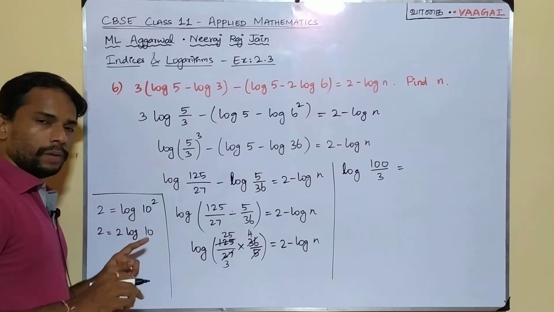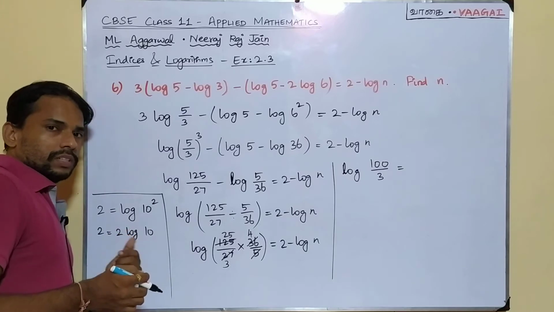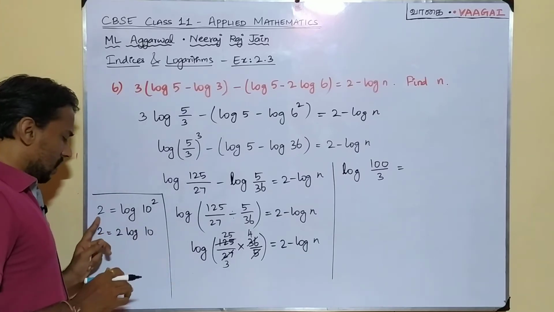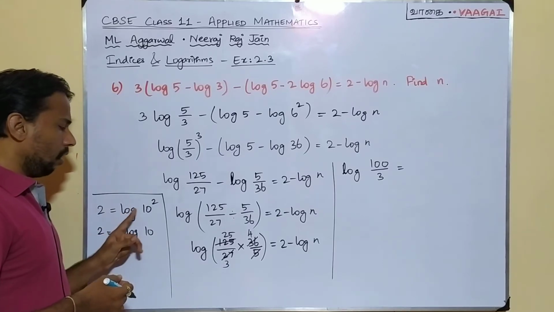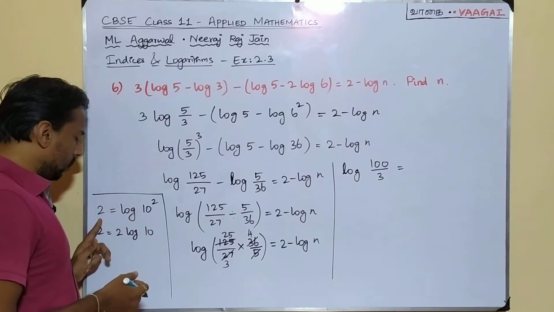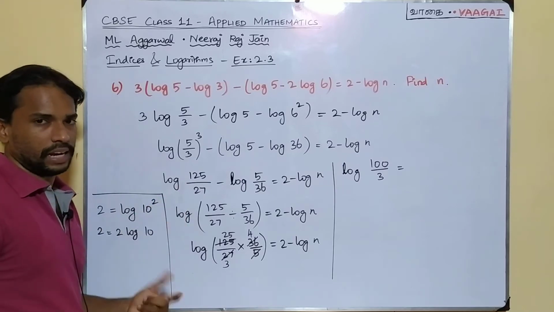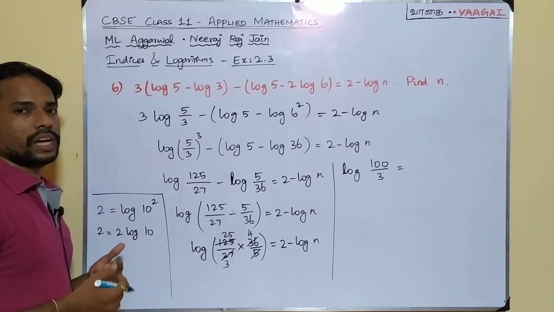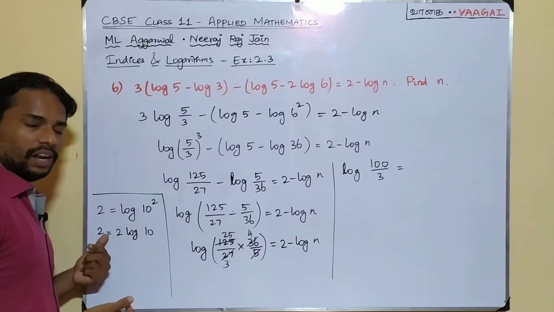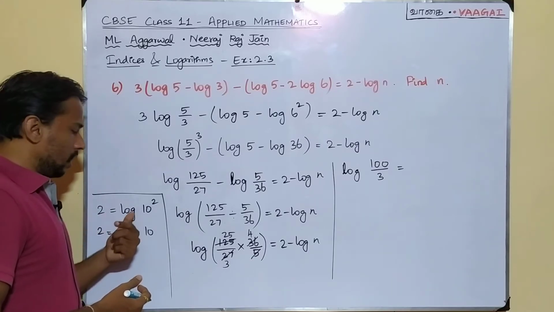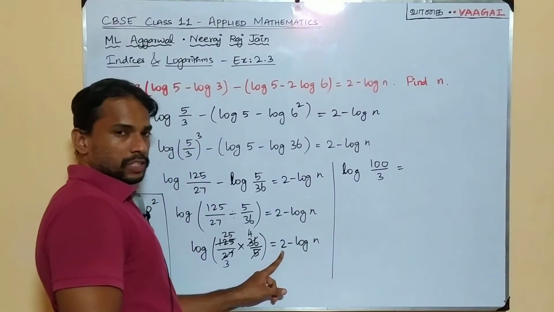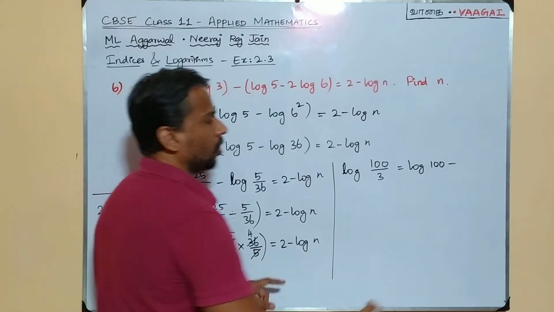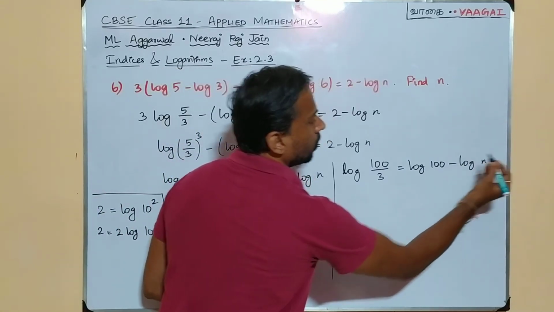This will satisfy your doubt. If I want to write this 2 as log of some value, I can write 2 is equal to log of 10 square. What is 10 square? 10 square is again 100. So I can very well rewrite this 2 as log of 100. So I'm going to replace this 2 and write log of 100 minus log of n. This way I'm going to write. Okay, clear?